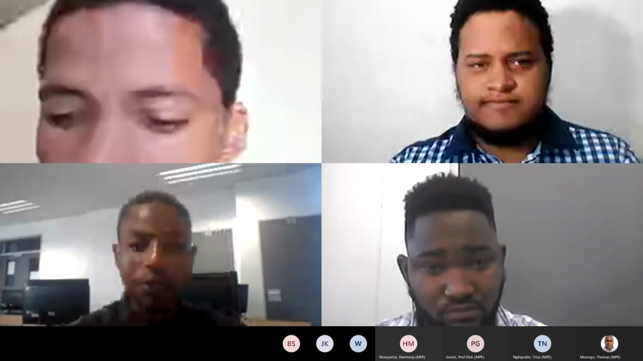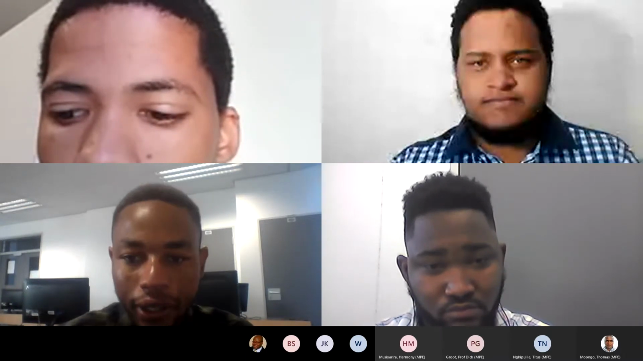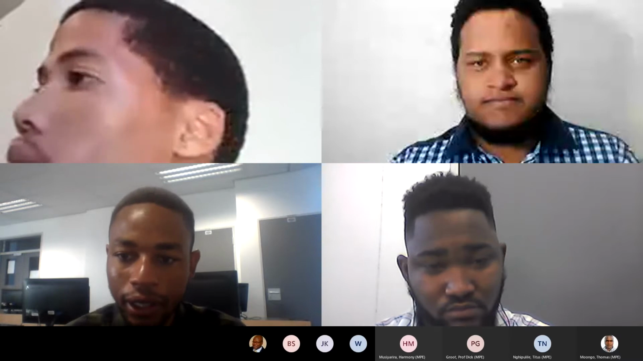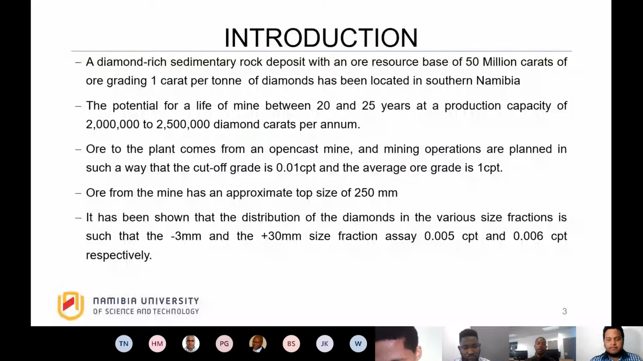The deposit of the mine is such that it has sedimentary rocks with a resource base of 50 million carats, grading 1 carat per ton. The potential life of mine is about 20 to 25 years, and the production of diamonds is about 2 to 2.5 million carats a year.